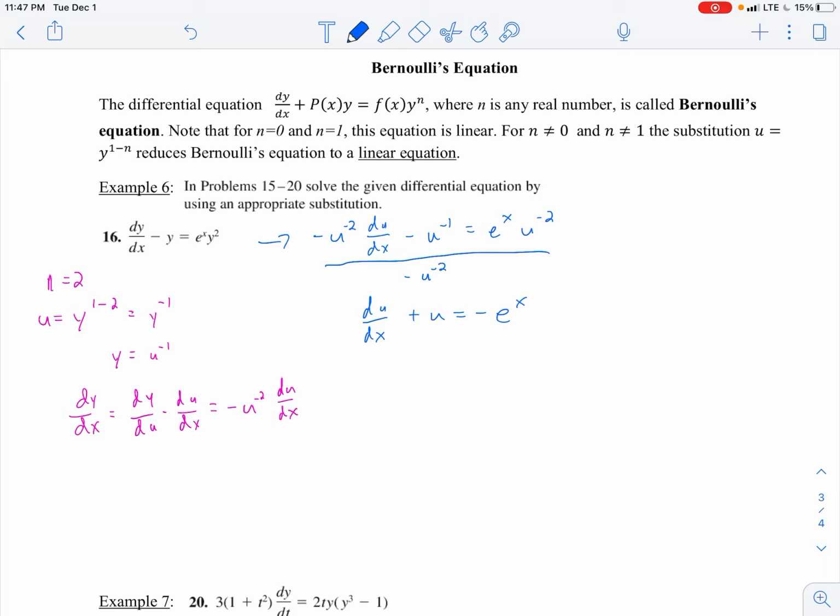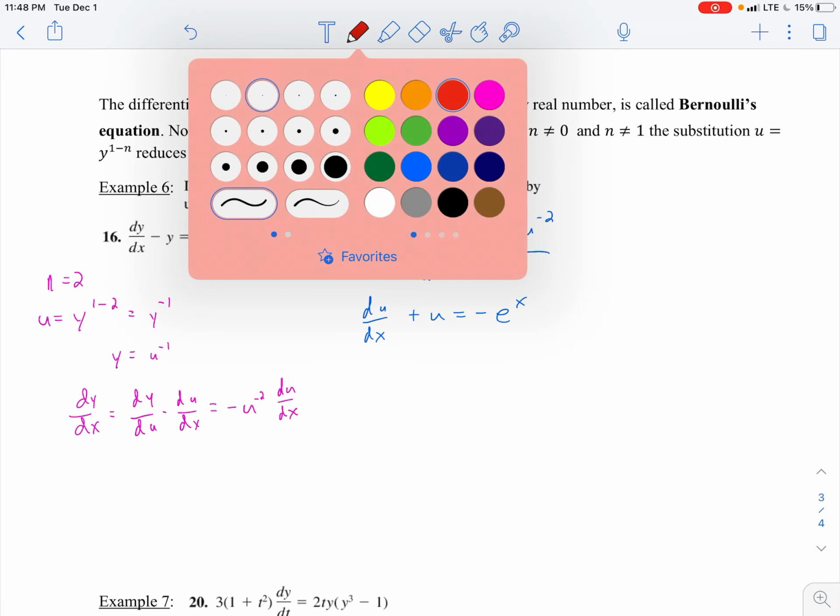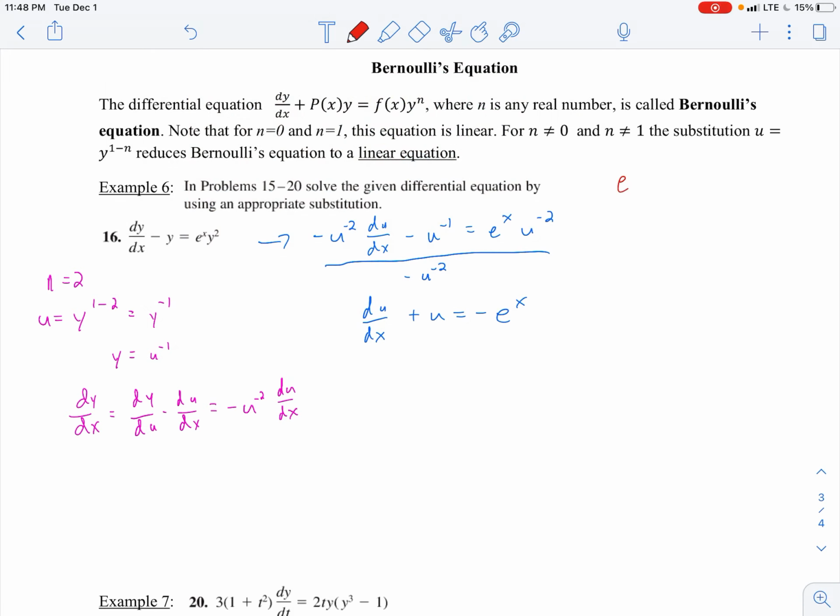Now, this is a linear equation of this format, and in order to solve a linear equation, what we wanted to do was find that integrating factor. What we want is e to the integral of p of x dx. Well, remember, p of x is always that part that's usually in front of y, but now since u is our dependent variable, it's going to be whatever's in front of u. So in this case, it's 1. So our integrating factor here is going to be e to the integral of 1 dx, which is just going to be e to the x.